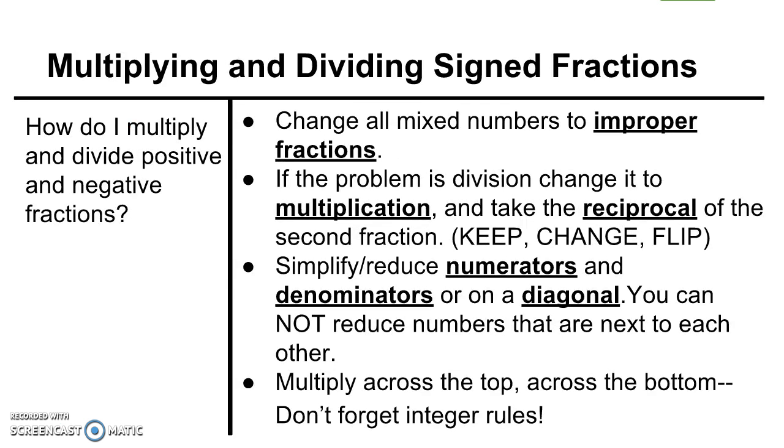So here, multiplying and dividing positive and negative fractions. Again, we want to change our mixed numbers to improper fractions. If you try to multiply with mixed numbers as mixed numbers, it's going to give you the wrong thing. Next, we're going to change the division to multiplication and take the reciprocal of the second fraction. You might have learned this as keep, change, flip. We multiply by the reciprocal. That's only with division problems, we don't do that with multiplication. Then we see if we can cross cancel. Then we multiply across top and across bottom.